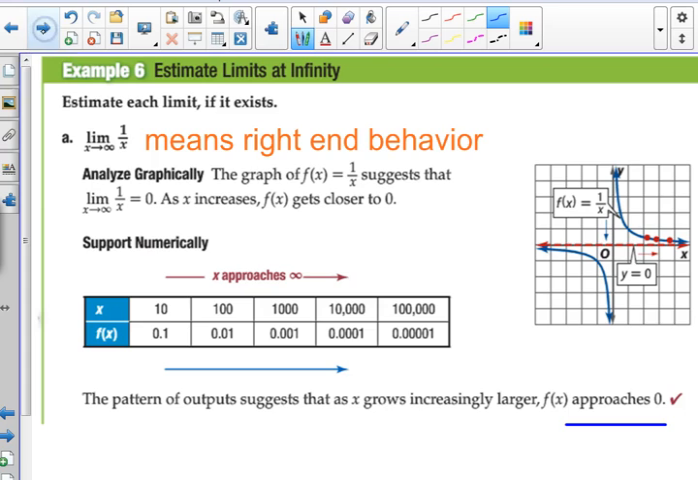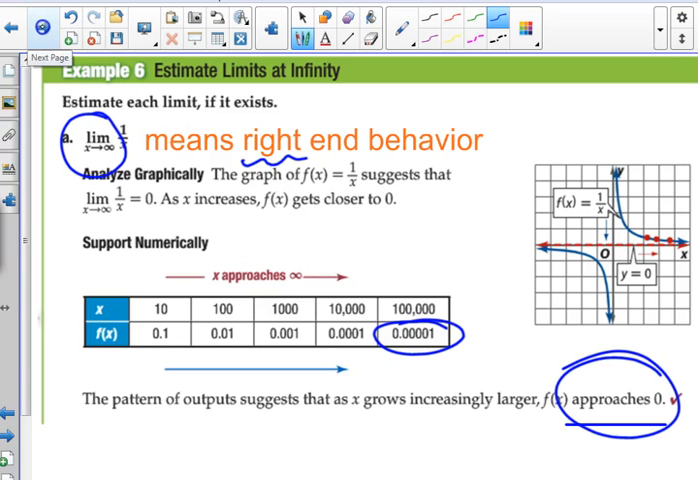All right, so this question right here, as x approaches infinity means what's it doing on the right end. Can you tell what this is doing if we go forever to the right? Look, I put in bigger and bigger values and the outputs got tinier and tinier, yes? So we would say this approaches 0.